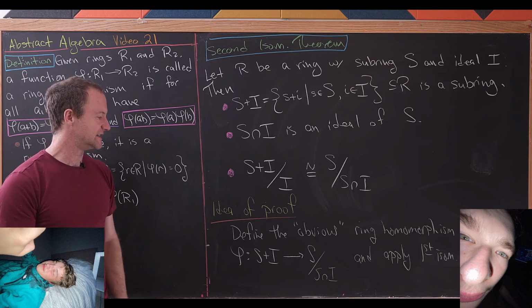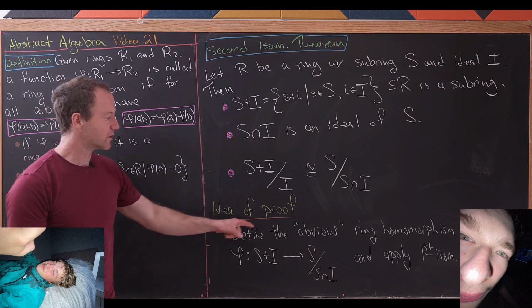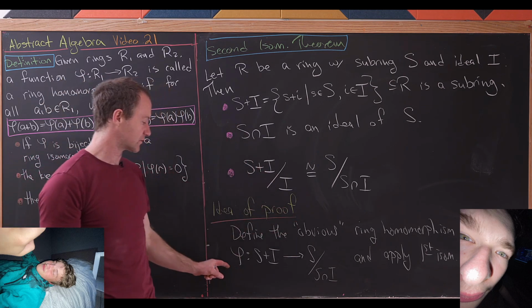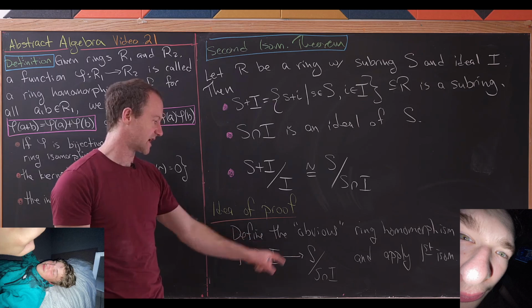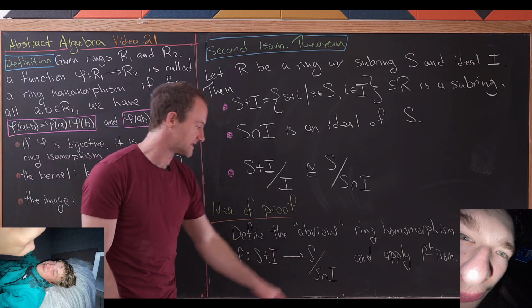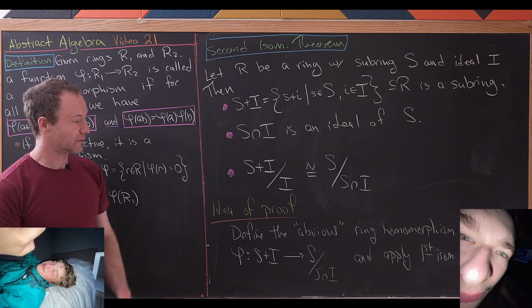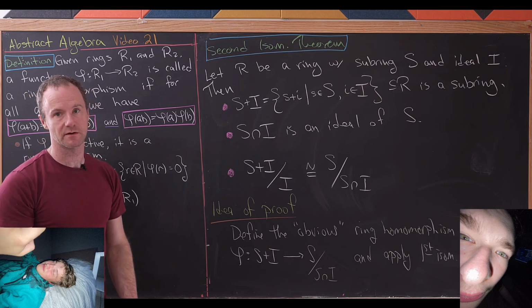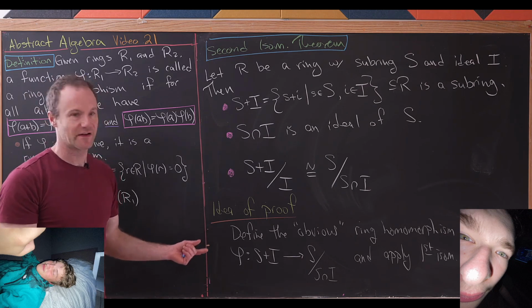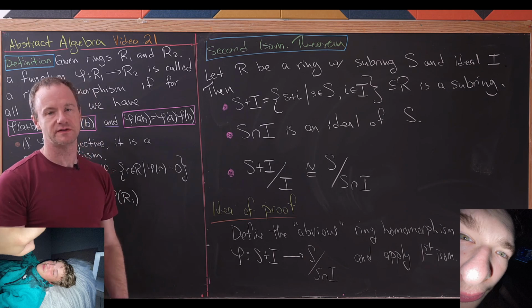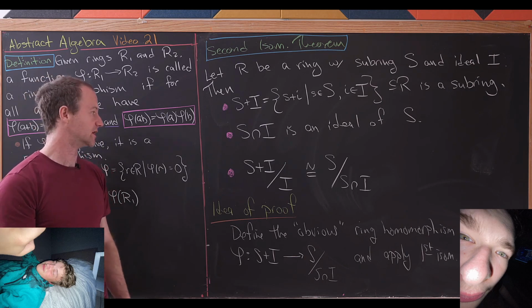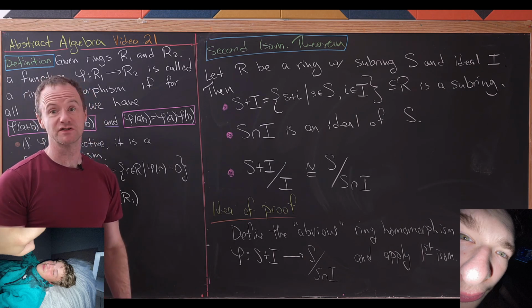And here's the idea of the proof. You want to define the obvious ring homomorphism from S plus I to S mod S intersect I, and then apply the first isomorphism theorem. So you'll have to show it's onto and then find the kernel, and then you're essentially done. Okay, so now let's look at the third.